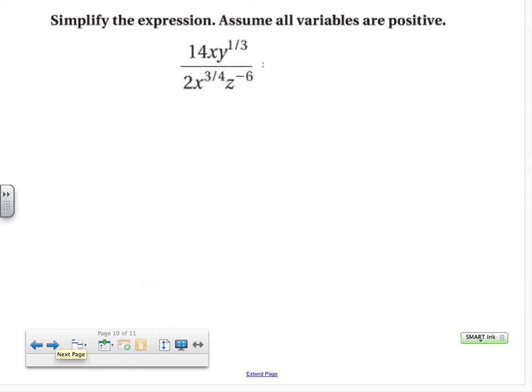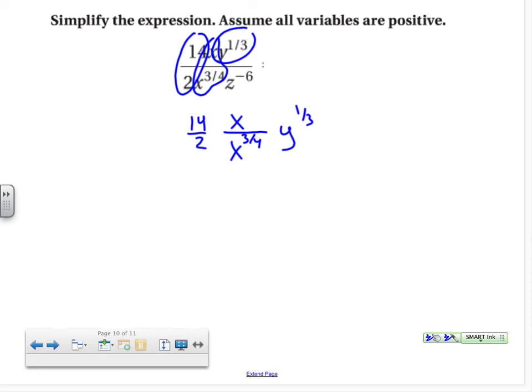Try this one. What we're going to do is we're going to break it up like we did for when we had the exponents. We're going to break it up into the numbers. 14 over 2. The x's, x over x to the 3/4. The y's, and the z's. And z's on the bottom, so I better write it as 1 over z to the -6. Now take each piece and deal with it.